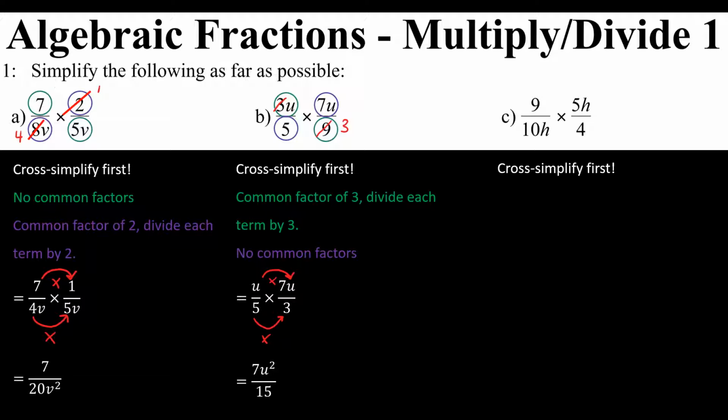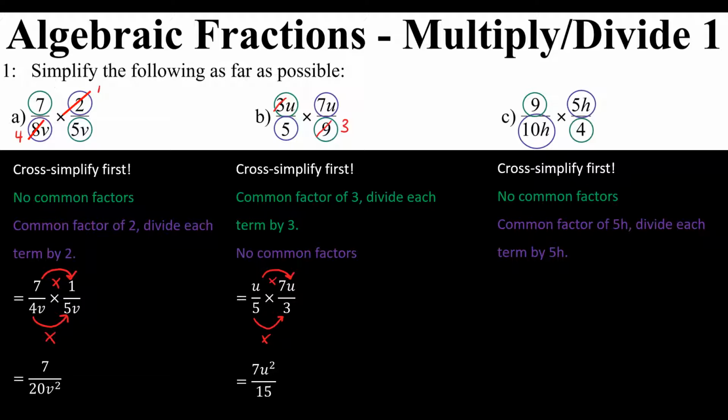Next, cross simplify first. As always, we've got a 9 and a 4, no common factors, but we have a 5h and a 10h. 5h goes into both of those. So the 10h becomes 2, because there are two 5h's in 10h, and the 5h simply becomes 1. We rewrite. Notice there's no pronumerals left, that's okay. Times the top by the top, bottom by the bottom, we get 9 over 8.